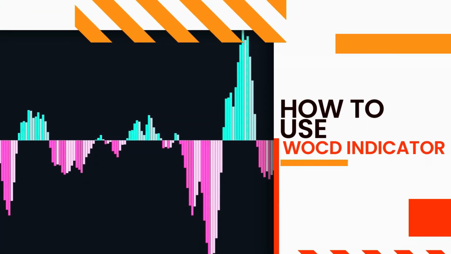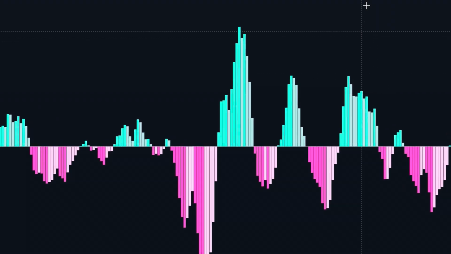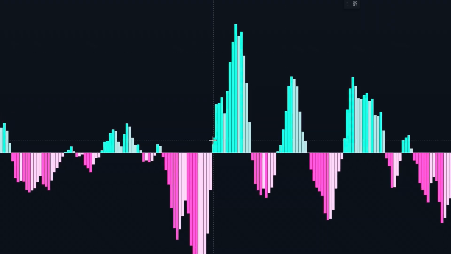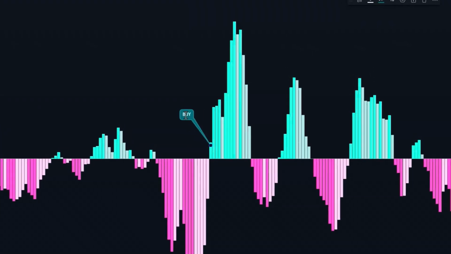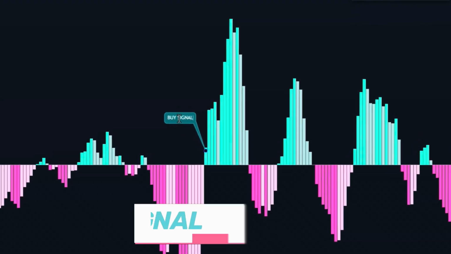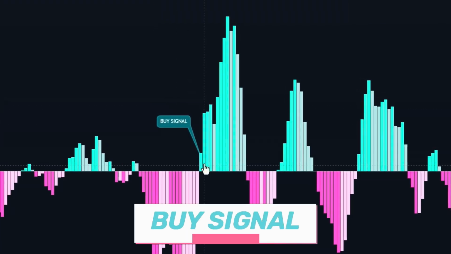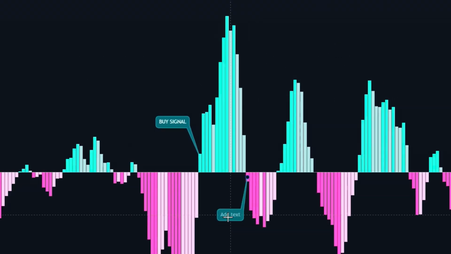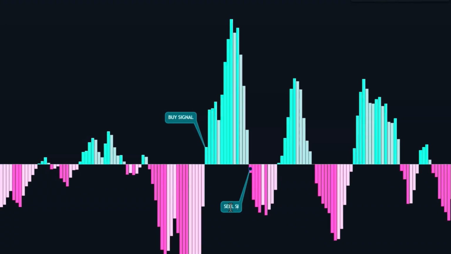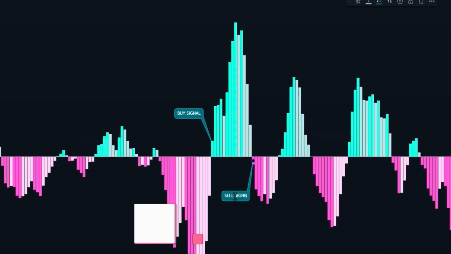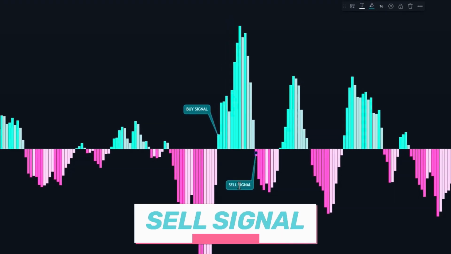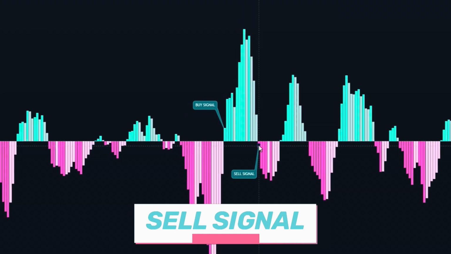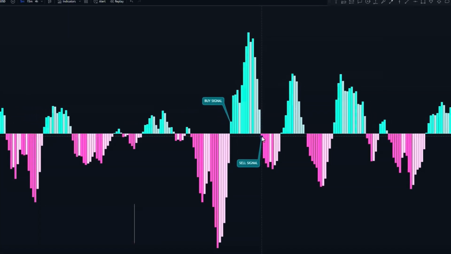Alright, now that you have the WOCD on your chart, let's talk about how to use it. Look for buy signals when the WOCD shows that the market is gaining momentum in an upward direction. Conversely, look for sell signals when the WOCD indicates that the market is losing momentum or reversing downward. By following these signals, you can make more informed trading decisions and increase your chances of making profit.